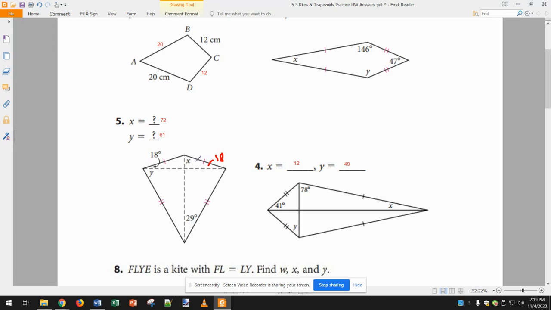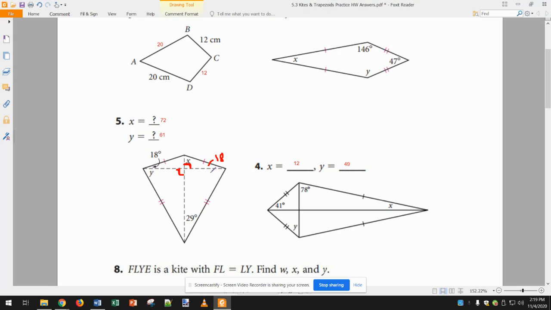So then the diagonals are perpendicular, so that's a right angle. These three angles should add up to 180. So we can do 180 minus 90 minus 18, which is 72. Same thing with this triangle over here.